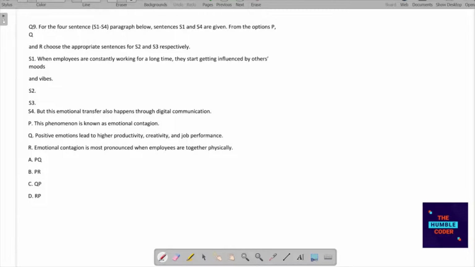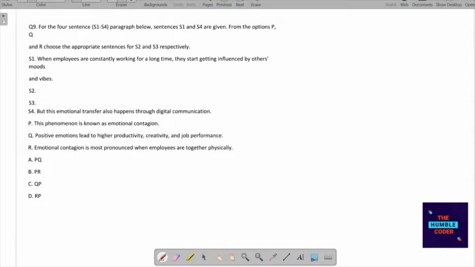Again, a similar kind of question. Let's read the statement first, then we will read the options. When employees are constantly working for a long time, they start getting influenced by others' moods and vibes. Then two statements will come, and then the last statement is, but this emotional transfer also happens through digital communication. Okay, so the options that we have are: this phenomenon is known as emotional contagion; positive emotions lead to higher productivity, creativity and job performance; emotional contagion is most pronounced when employees are together physically.